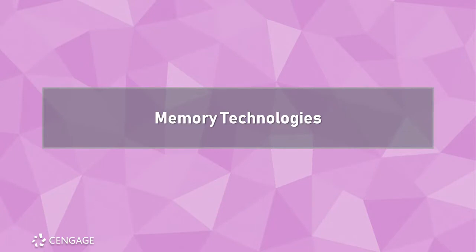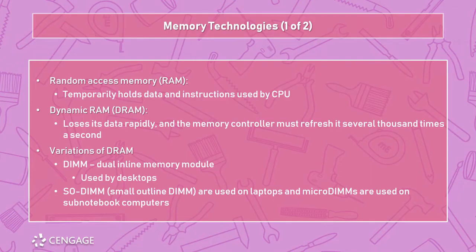So now we've talked about CPUs, let's look at a little bit of RAM technology. RAM stands for Random Access Memory, and that's because it temporarily holds data and instructions used by the CPU. RAM is a dynamic technology in that it constantly is losing its data. The voltage kind of drains away as it's present, and it has to be refreshed several thousand times per second.